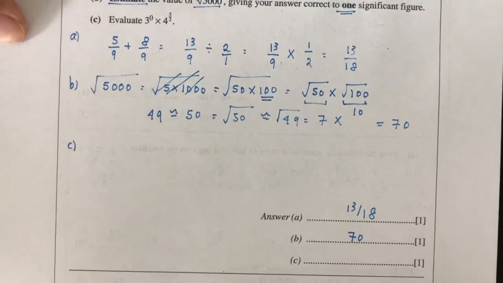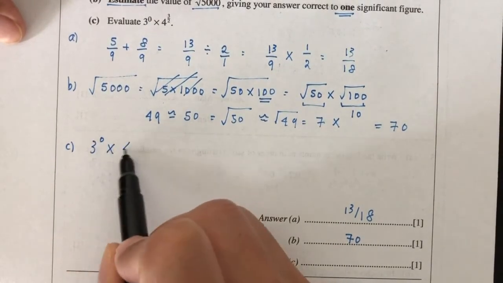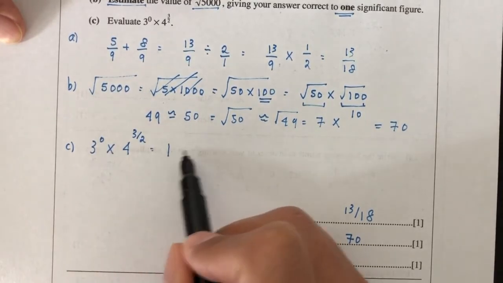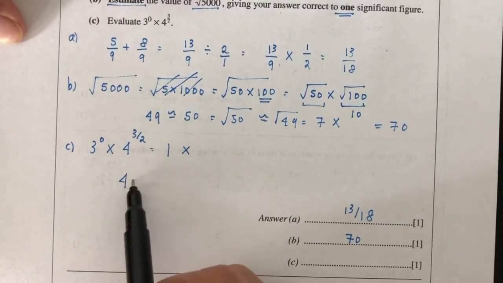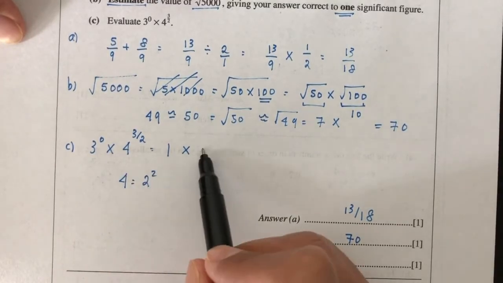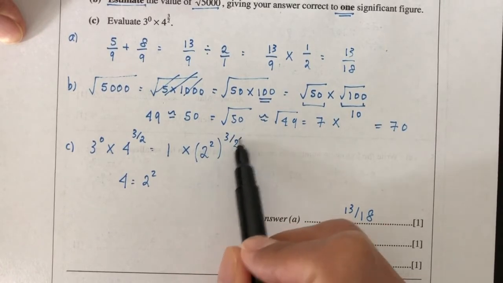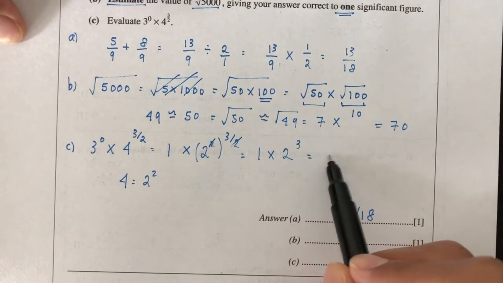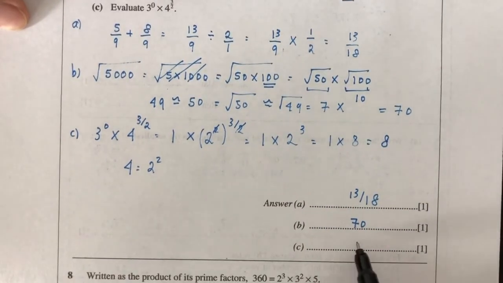Now for part C, evaluate this one. So 3 power 0 times 4 power 3 over 2. So anything power 0 is 1 times 4 power 3 over 2. As you know, 4 can also be written as 2 power 2. So 2 power 2 times 3 over 2. So it goes away. That becomes 1 times 2 power 3. That is 1 times 8. And your answer will be 8.